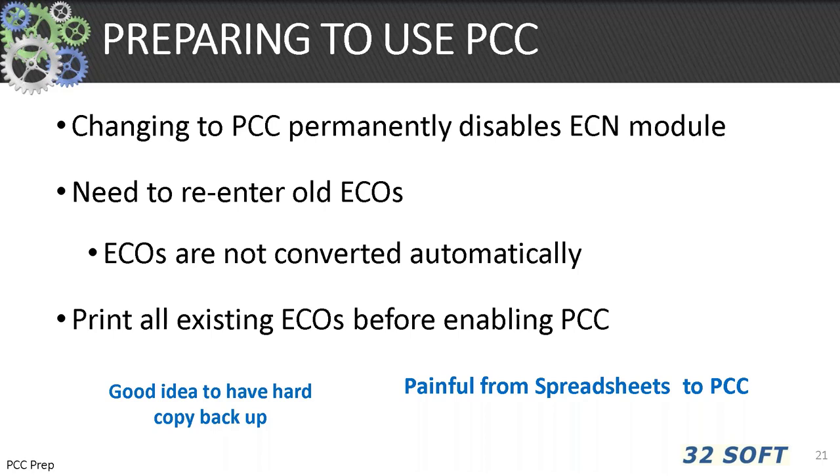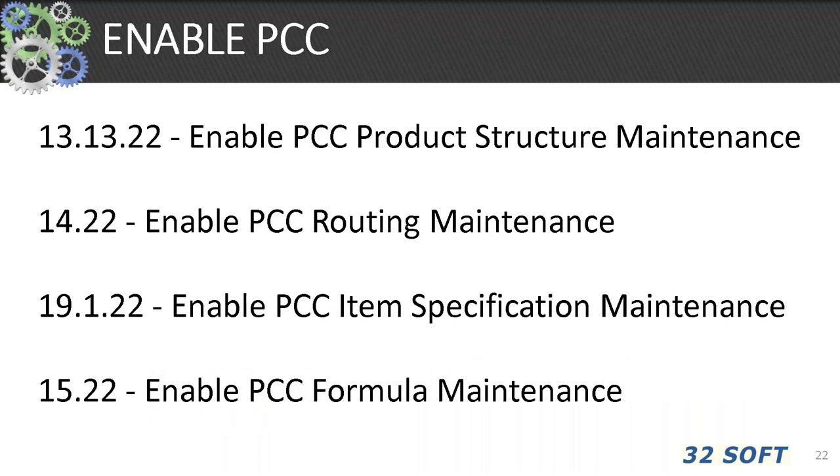It's advisable to print hard copies of all existing ECOs. And before enabling PCC, it's recommended you save all your spreadsheets related to product change control as backup. The activity of transitioning from spreadsheets to PCC can be challenging and time-consuming. There are several menus or functions that must be enabled to allow product change control to operate.